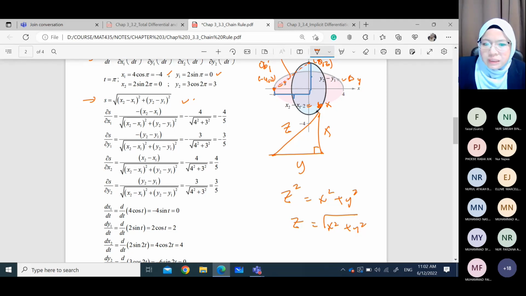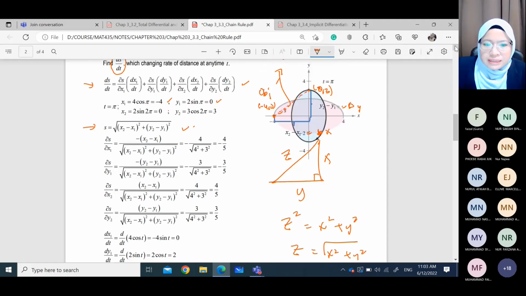So next we find the derivative with respect to X1 and Y1 on S. So this is our S, the square root of (X2 minus X1) to the power of 2 plus this one. Then we differentiate with respect to X1, so the rest are constants. We focus on X1 itself. Here we have negative (X2 minus X1) over the square root of (X2 minus X1) squared plus (Y2 minus Y1) squared.